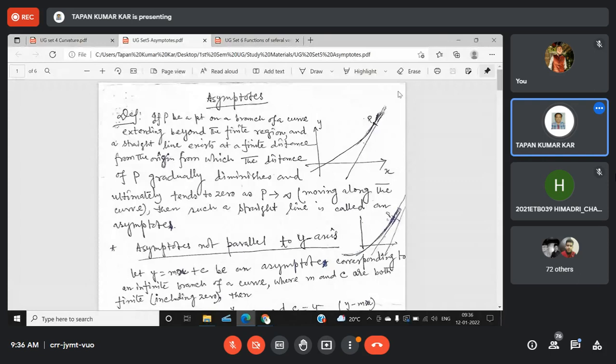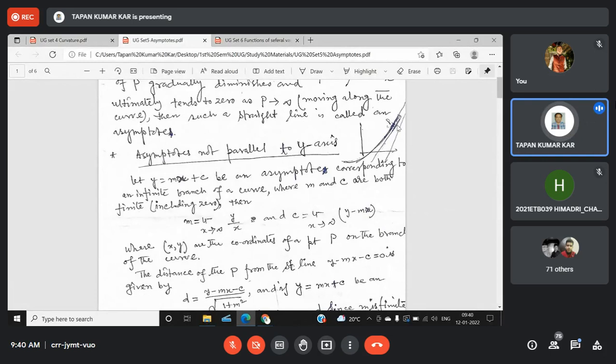Next, asymptotes not parallel to y-axis. In the right hand side figure, look at this. If you consider these straight lines, these are not parallel to y-axis. If there is any asymptote which is not parallel to y-axis, then we can consider this line as y equal to mx plus c.